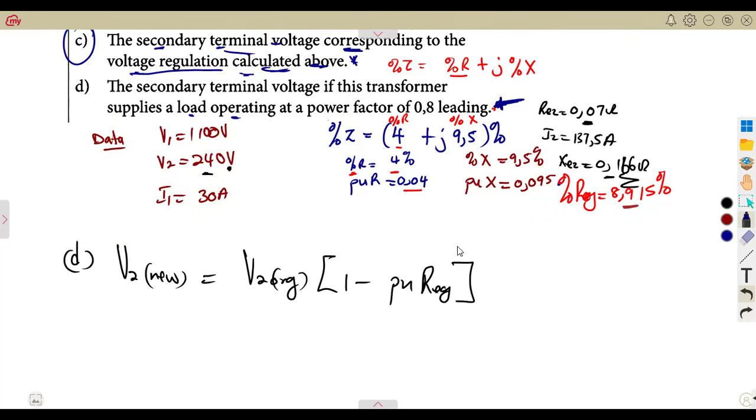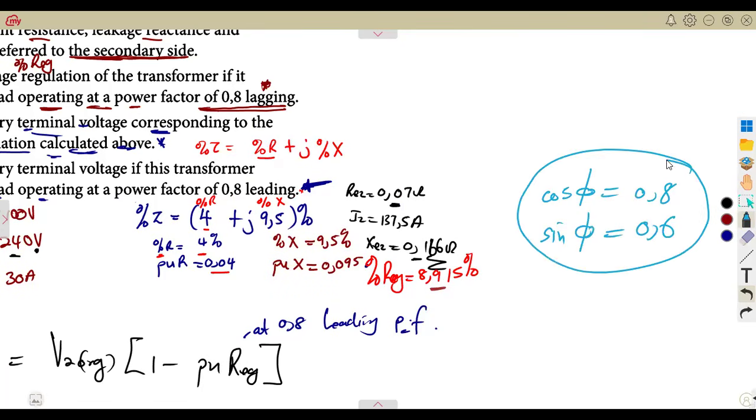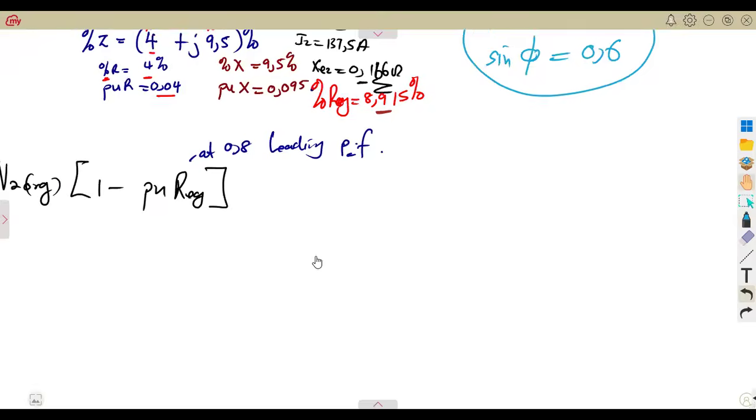regulation. The per unit regulation, that is at what? At this 0.8 leading power factor. Remember the previous case, it was 0.8 lagging. So there, guys, there's nothing much that has changed. The cos of phi, which is our power factor, is still the 0.8, meaning to say the sine of phi is still the 0.6, the one that we calculated before. Nothing has changed.